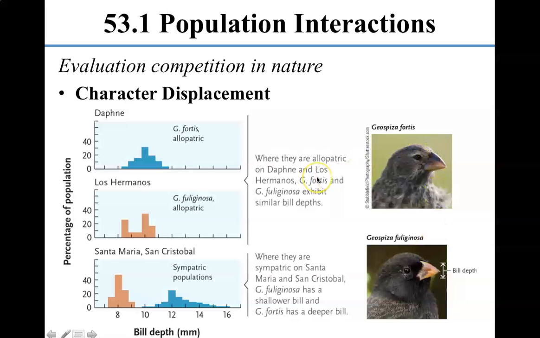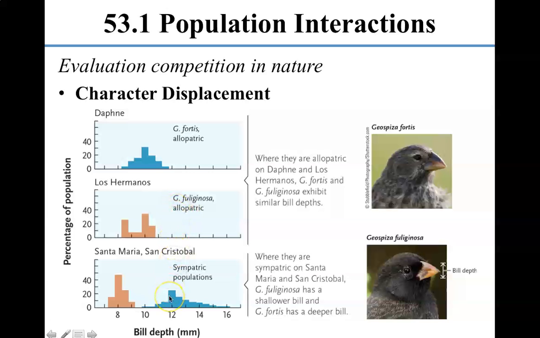So let's return to Darwin's finches on the Galapagos. When this species, Fortis, lives by itself, this is a nice bell-shaped curve of its bill depth. It averages around 10 millimeters. This guy, Fulginosa, when it lives by itself, here's its bill depth. But when they live together, they partition resources. This one eats smaller seeds, this one eats larger seeds. And what happens is, in the sympatric population, this one has smaller beaks and this one has larger beaks compared to the populations living by themselves.